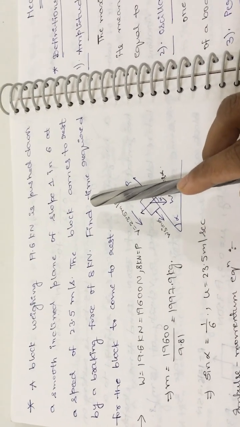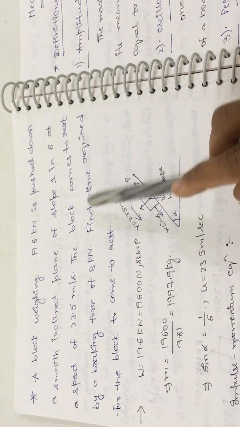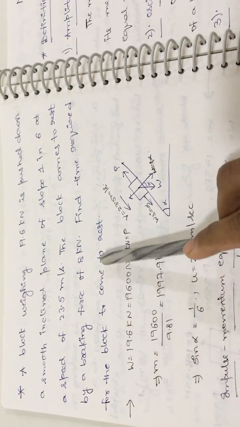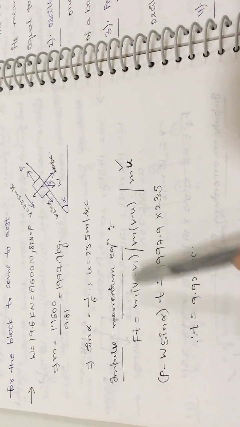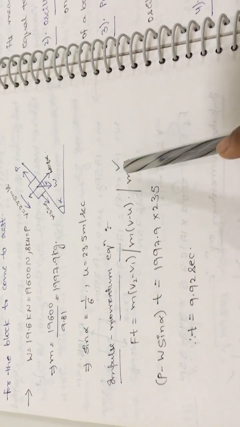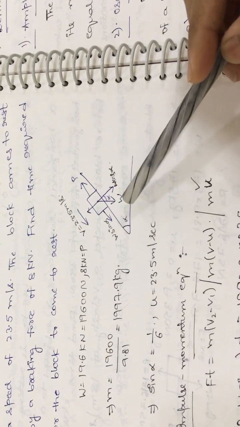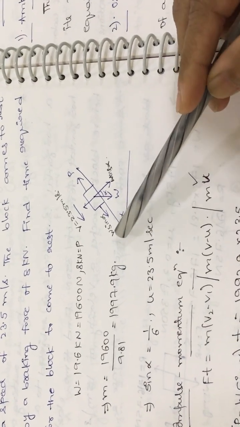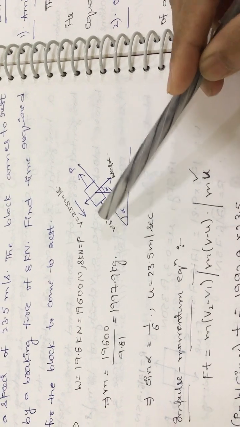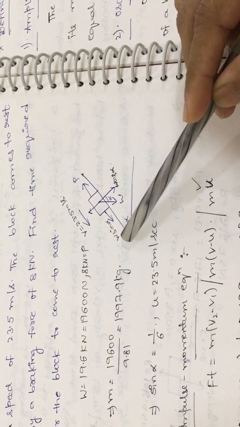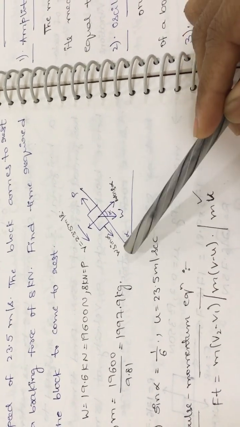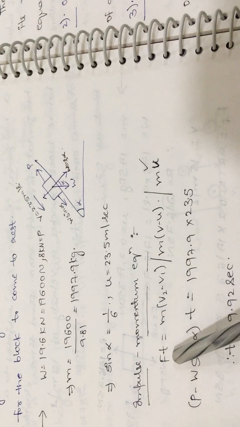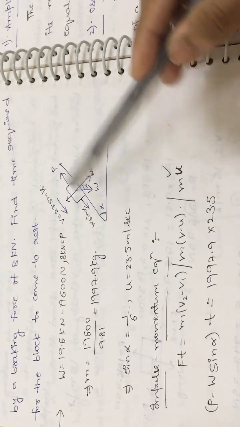Next, again they are asking us to calculate the time value only, the time required for the block to come to rest. So according to the impulse momentum equation, we can use the formula Ft is equal to m into u. And in place of the F, you will get two force values. According to the resolution of the weight, you will get W sin alpha, which is directed towards the negative x direction. One force is moving in the upward direction, and one more force is moving in the downward direction.